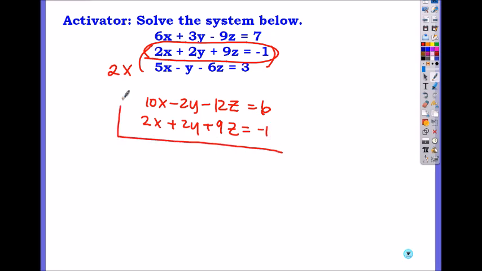Our first goal, when we solve a 3 by 3 system, we want to get rid of one of the variables, okay? So what should I do to get rid of the y's? Add, because they're opposite signs. So I have 12x minus 3z equals 5. So you see how I got rid of y? So now you choose the other 2 equations out of 3 to get rid of y again.